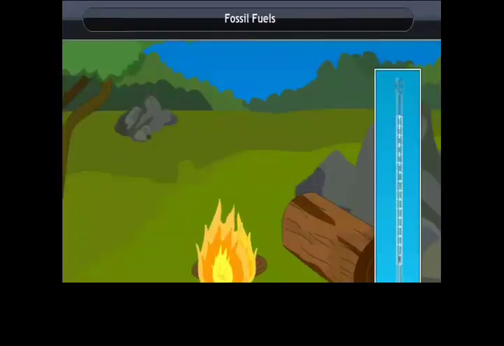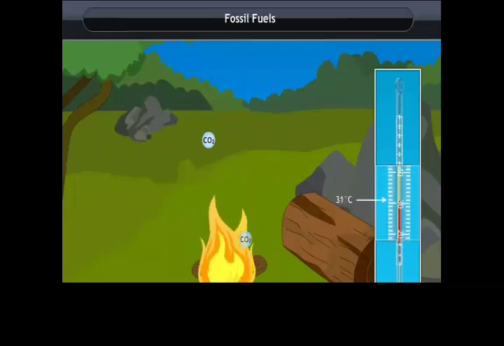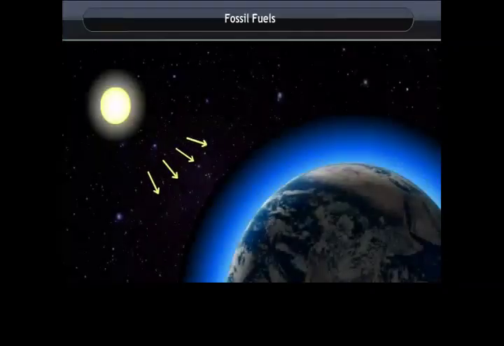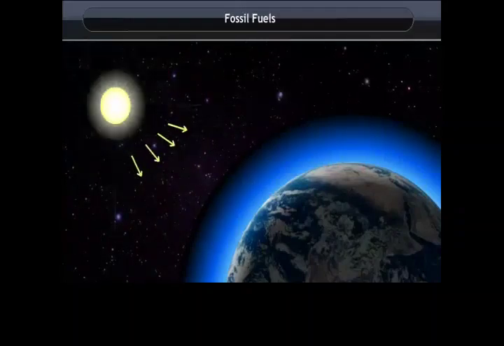Burning of fossil fuels releases a large amount of carbon dioxide gas, which increases the temperature of the atmosphere and causes global warming, that is, the greenhouse effect.